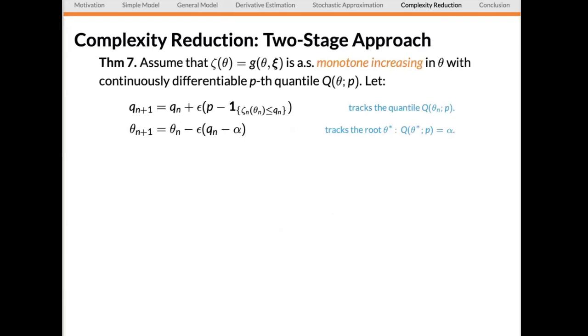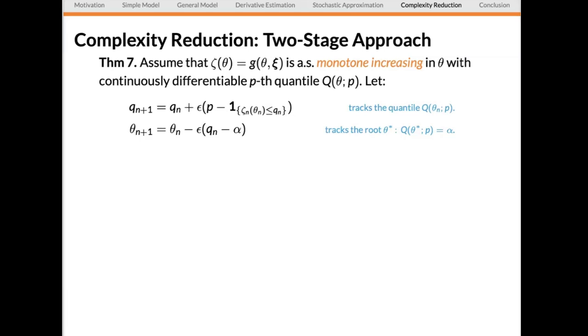Now this is interesting because we have to put it together. This first equation is tracking the quantile itself. But the second equation is trying to track the theta that satisfies this equation. So it's a double tracking. So you're changing one thing and then you're changing the other, and that changes the other one.